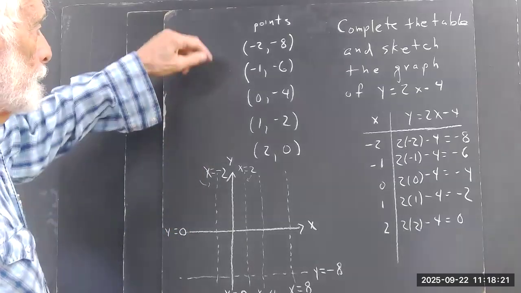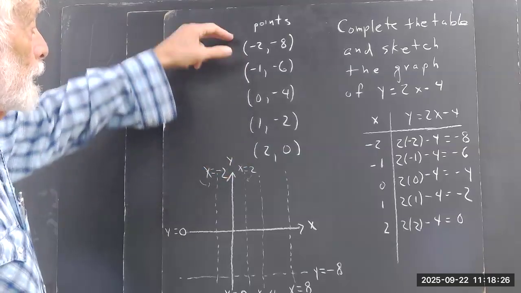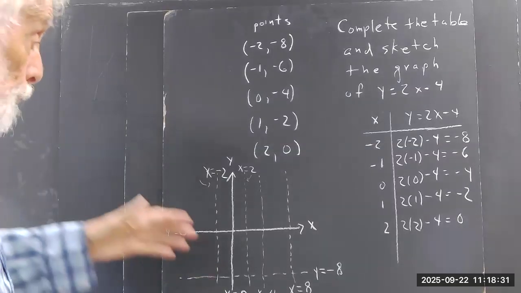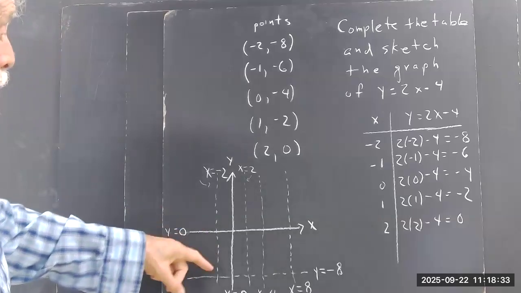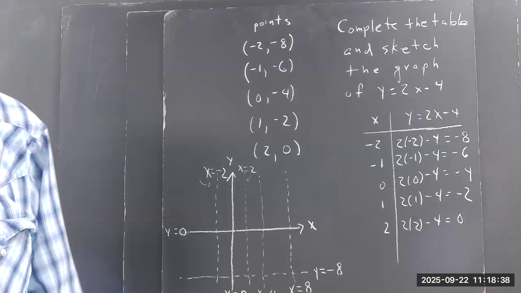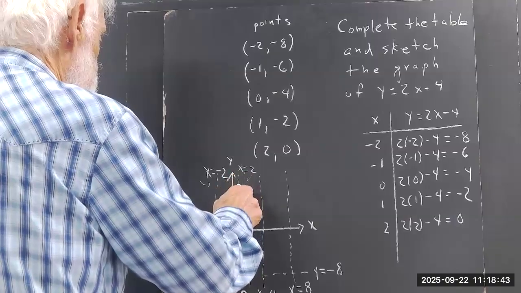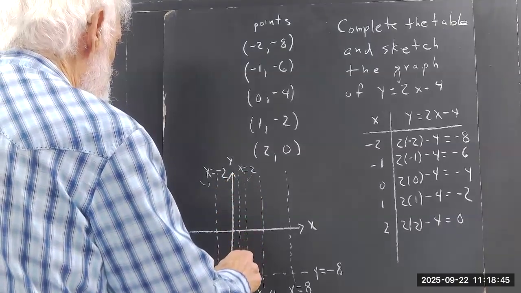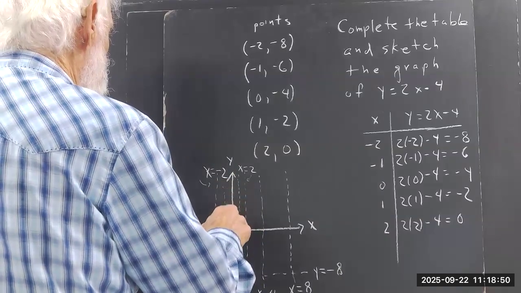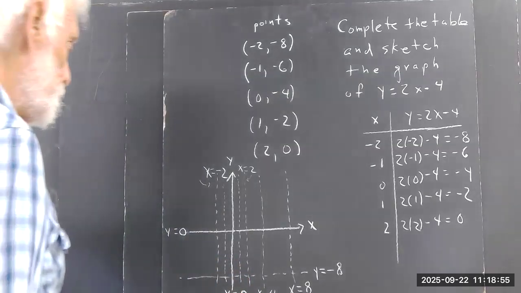So I think it's a good idea. Why did I use x equals 2 and x equals negative 2? Because those are the least and greatest x values, right? X values for my points are between negative 2 and 2. So I've got to locate where x equals negative 2 and where x equals 2. Then I can locate where x equals 1, which is halfway between 2 and 0. Okay, so here's the line x equals 1. And here's the line x equals negative 1.